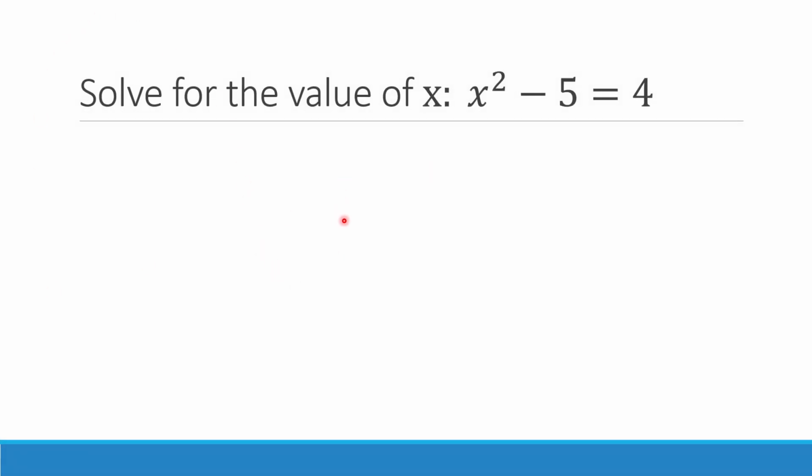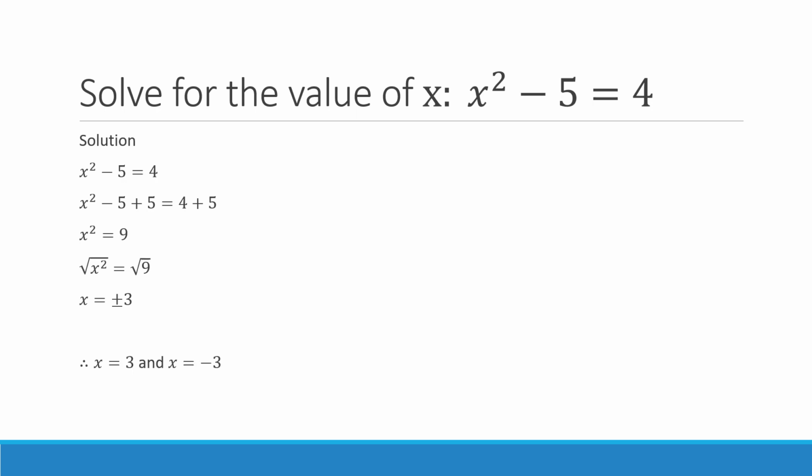Let's have another problem. Solve for x if x squared minus 5 is equal to 4. Let's copy the original equation. x squared minus 5 is equal to 4. Adding 5 to both sides, we'll have 9. x squared is equal to 9. Now, extracting the roots, the square root of x squared is equal to the square root of 9. We have positive and negative 3. So therefore, we could say that the value of x is x equal to 3 and x equal to negative 3.